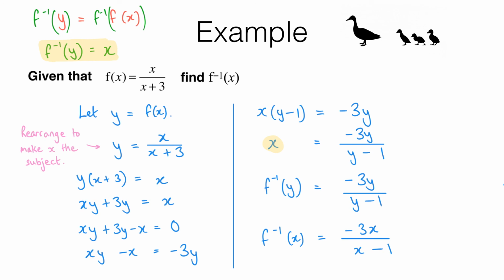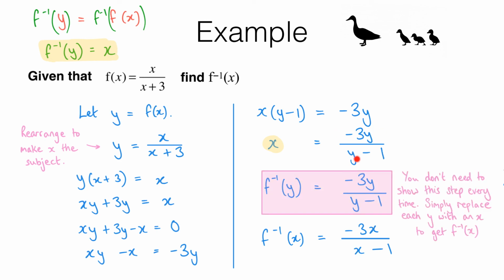When you're doing questions like this for yourself, you don't really need to do this bit up here every time. It's just something to have in your head. And in fact, when you've rearranged your formula to make x the subject, what your teacher might have told you is simply take this expression here and change the y's into x's. And that then gives you your inverse f of x. So you can leave out this line of working. But hopefully by showing it here, you understand why it makes sense to swap those y's for x's.